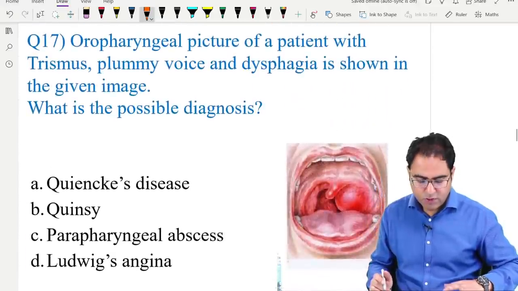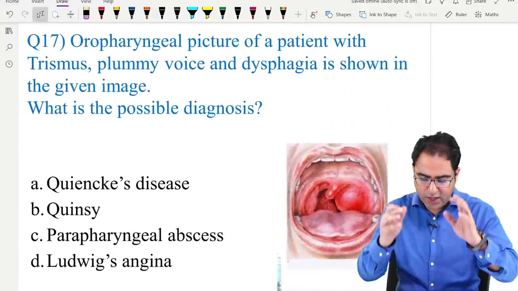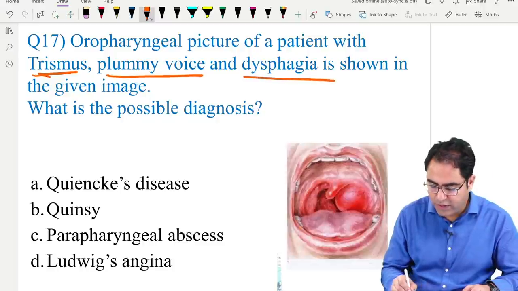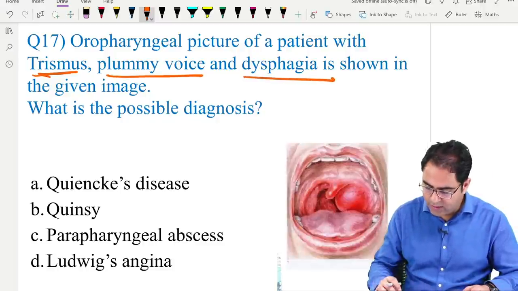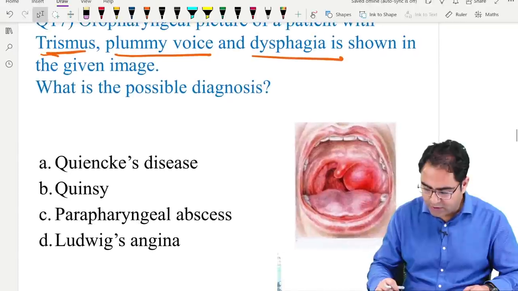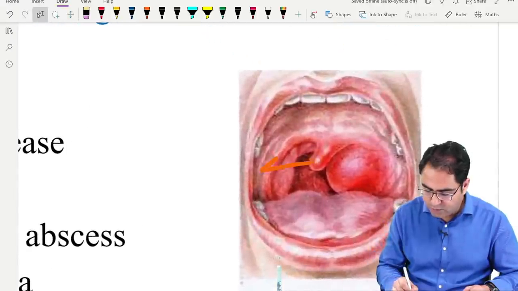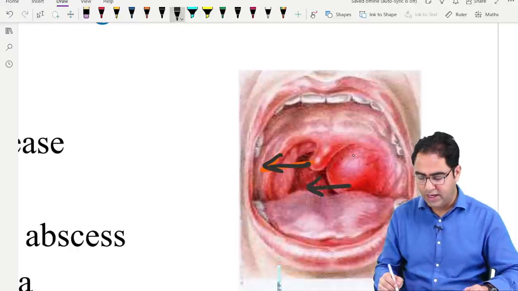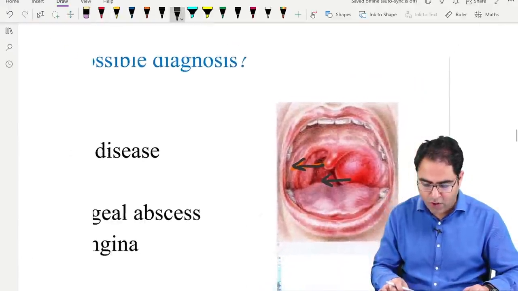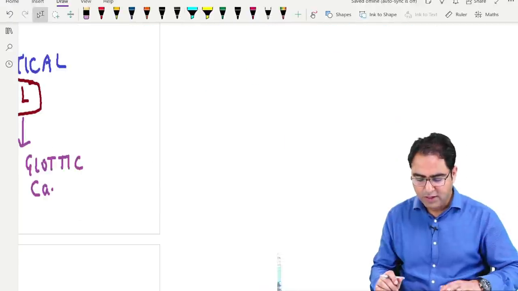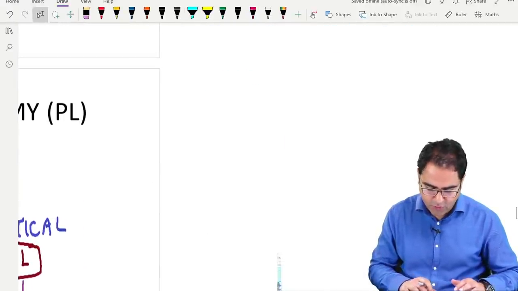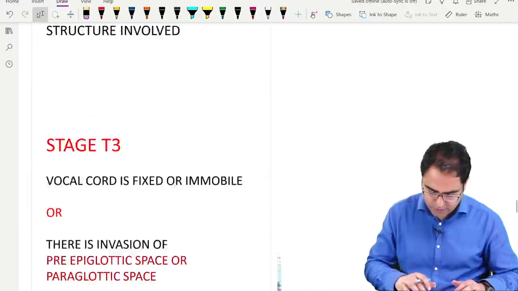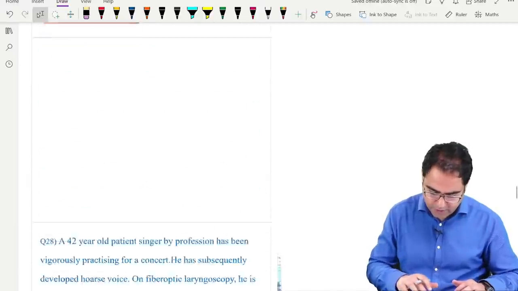Wonderful. Question number 17. Oropharyngeal picture of a patient with trismus, plummy voice, dysphagia. And look at the image, beta. Look at the image. Please see. Uvula is pushed to the other side. Tonsil is pushed medially. This is a typical scenario of what? Quinsy. This is a typical scenario of Quinsy, beta.